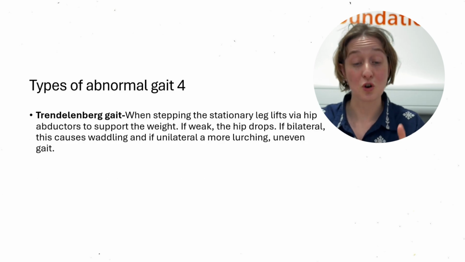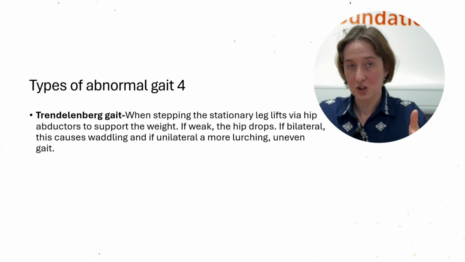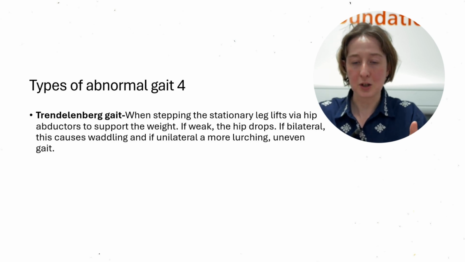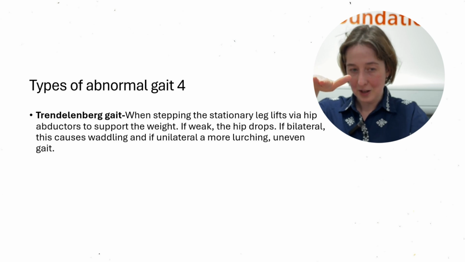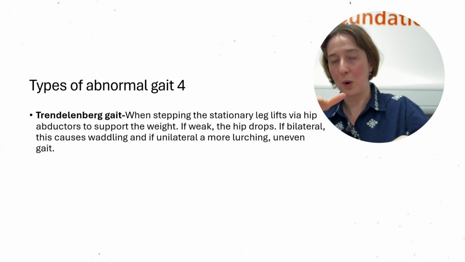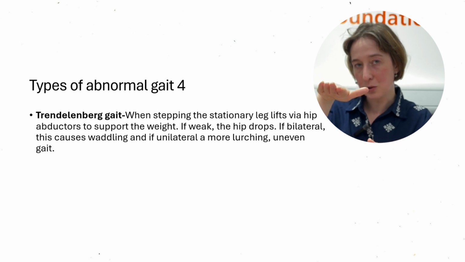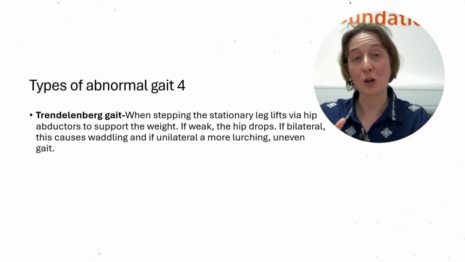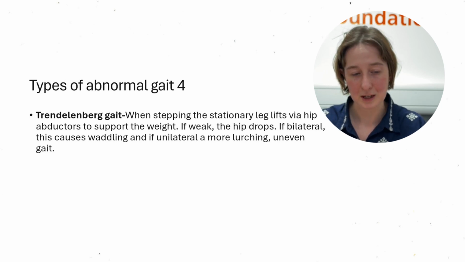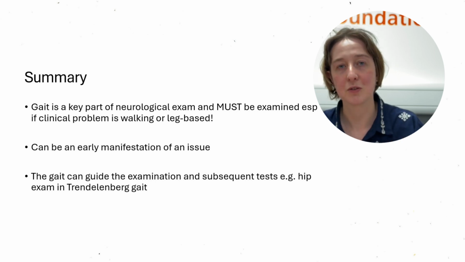And the last one I'll talk about is a Trendelenburg gait, which again is to do with problems with the hip muscles. So if the hip abductors are weak, so turning the hip outwards, you will get this Trendelenburg gait. So when you lift one leg up, the leg on the floor should lift the hip a little bit to support the weight. If those muscles are weak and it drops, then you get a sort of lurch. And if they're weak on both sides, you get more of a waddle, like we talked about with the myopathic gait. So gait is a really important part of the neurological examination.